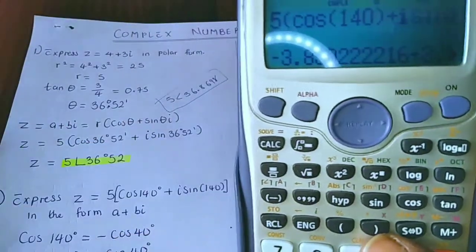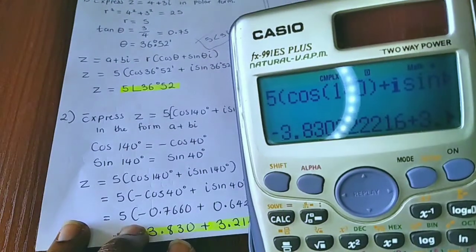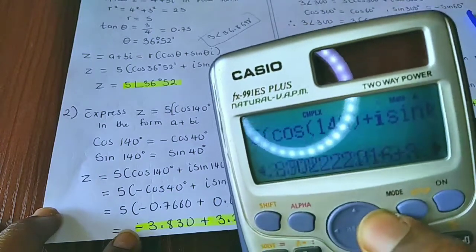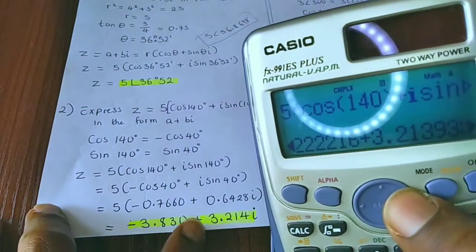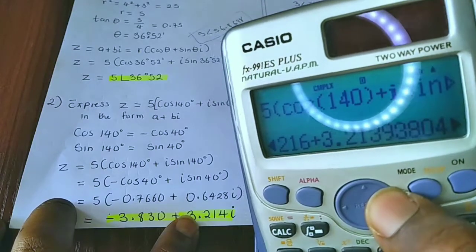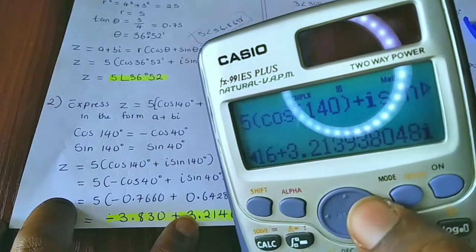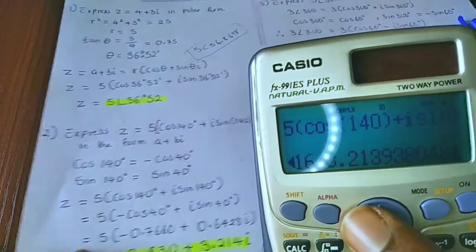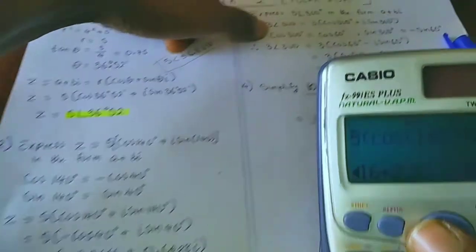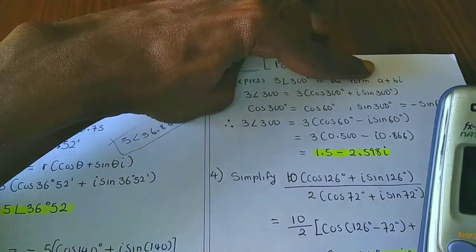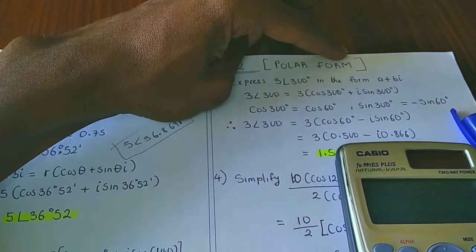Now, as you can see, minus 3.8 and so on, plus 321 approximately 4i. You can simply see that it's simple with your calculator. Now let's try the next one, which is to express this back to form a plus bi.